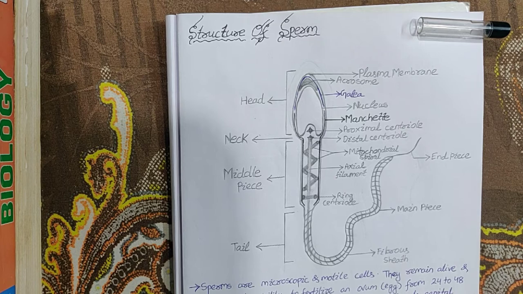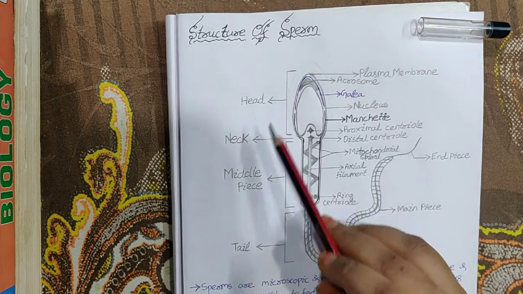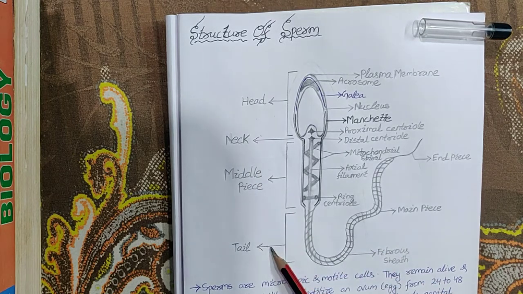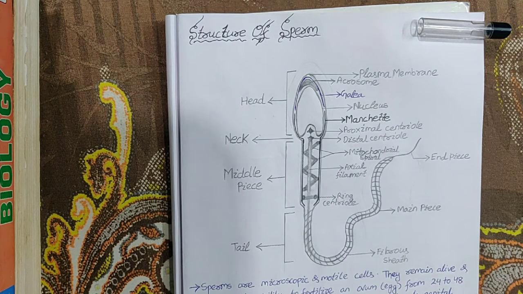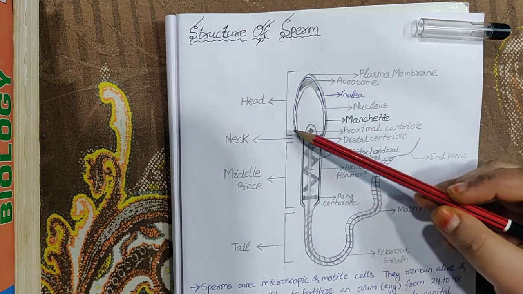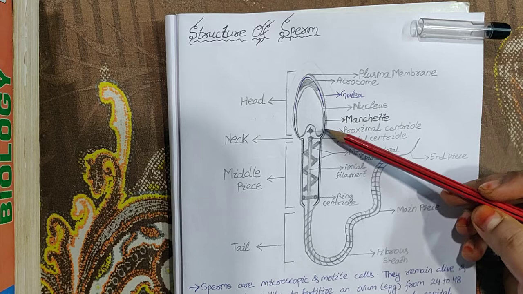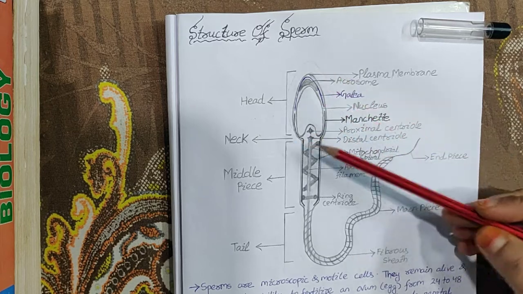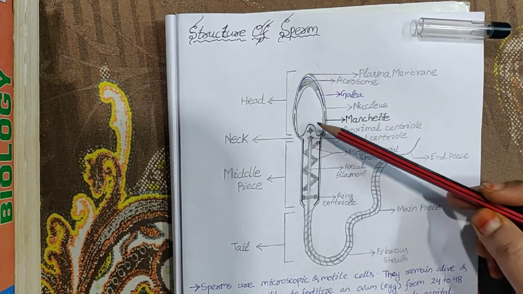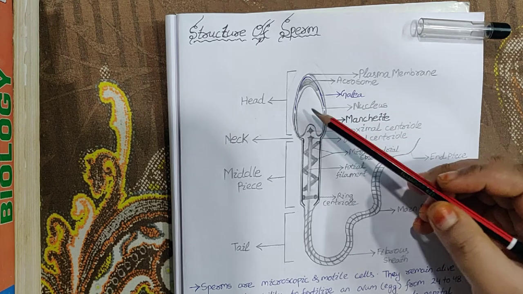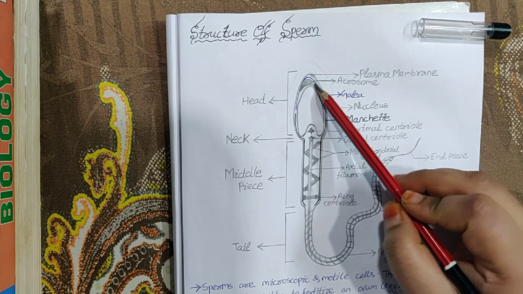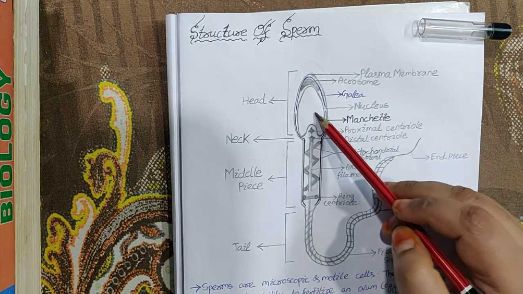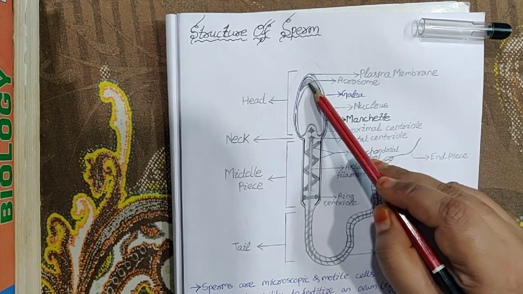Next, sperm consists of 4 parts: head, neck, middle piece and tail. So first we'll see the head. The largest end of the sperm is the head. It consists of the nucleus, and the tip consists of the acrosome. So the head consists of nucleus and acrosome.